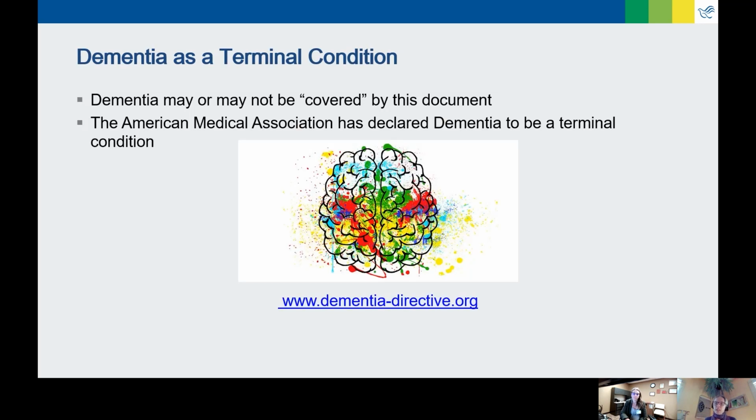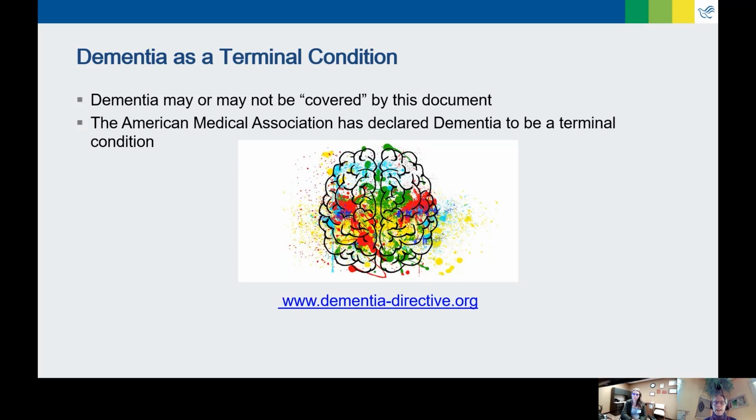So we spoke briefly about the Dementia Directive. It is available on our PeaceHealth website. It's also available for free download at www.dementia-directive.org. It's a really well done document created by Dr. Brock Gaster, who is a primary care doctor in Seattle at UW, and it breaks dementia down into stages.